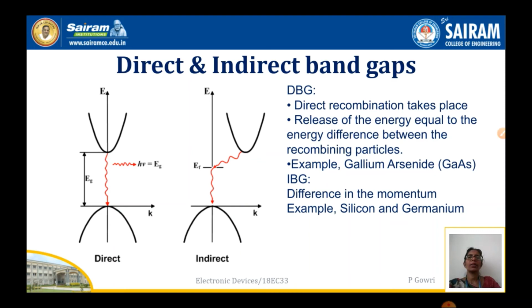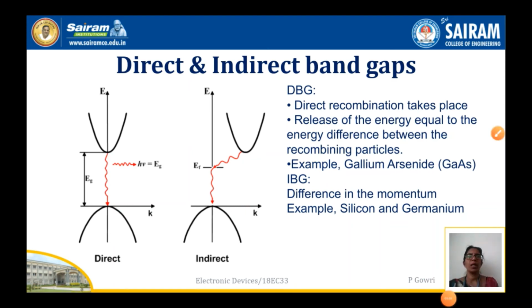We can show that an indirect transition involving a change in K requires a change in the momentum for the electrons. In a direct semiconductor such as gallium arsenide, an electron in the conduction band can fall directly to the empty state in the valence band, giving off the energy difference as a photon of that energy. So we can see the concept here with respect to the diagram.